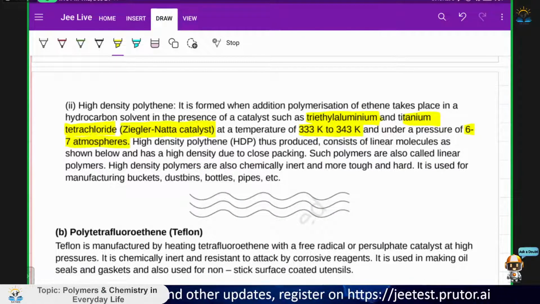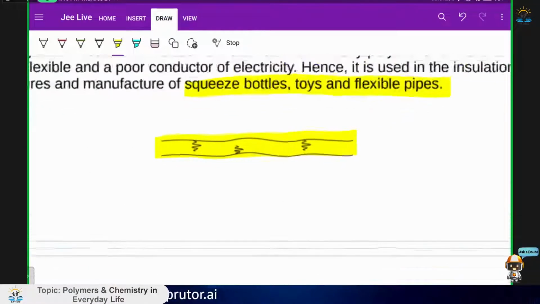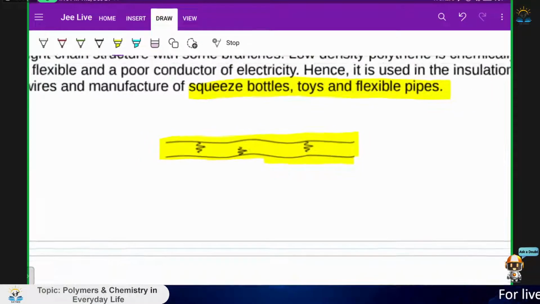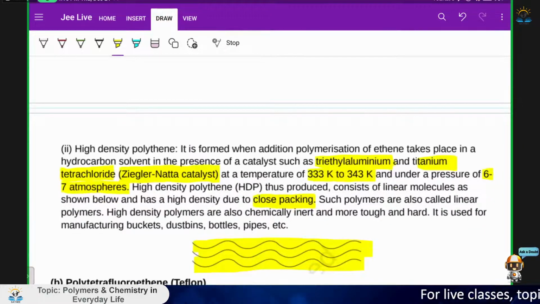High density polyethylene thus produced consists of linear molecules. So we have to notice that high density polyethylene does not have branching. So they are closely packed. The structure is given here. Earlier we saw that low density polyethylene has some branches present, so they cannot be closely packed. So due to close packing, they have high density. Such polymers are also called linear polymers.